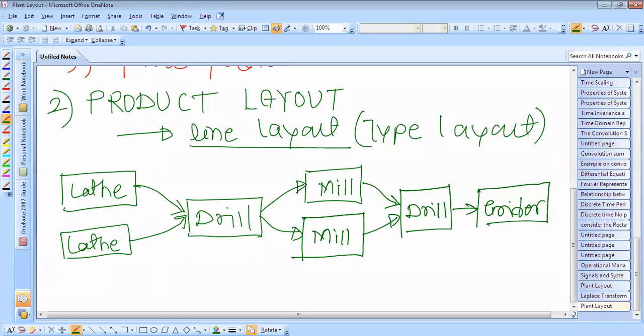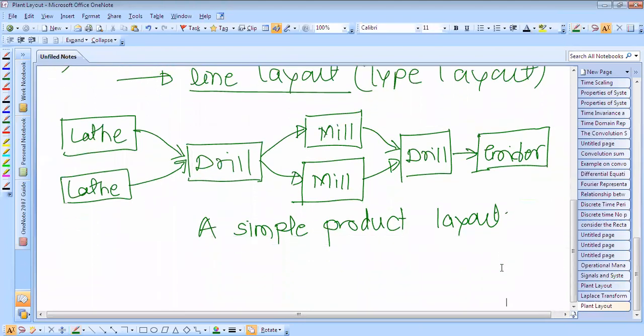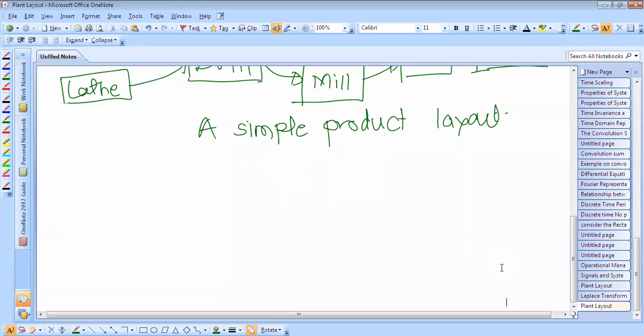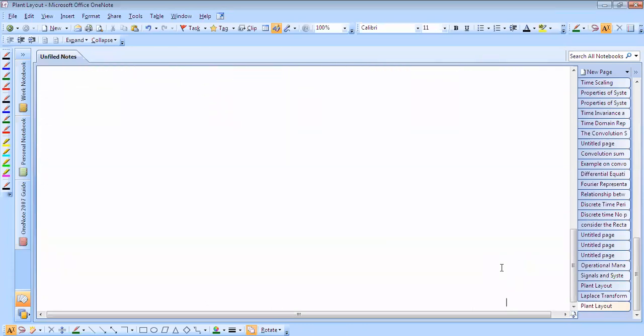So this is a simple product layout. The product layout is generally like this.